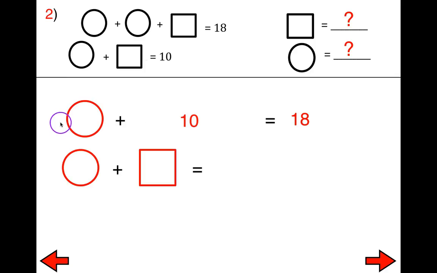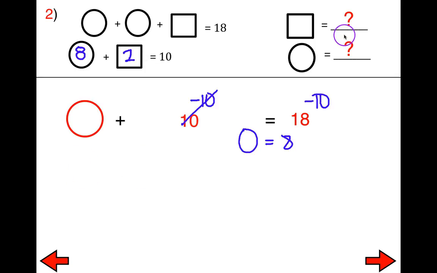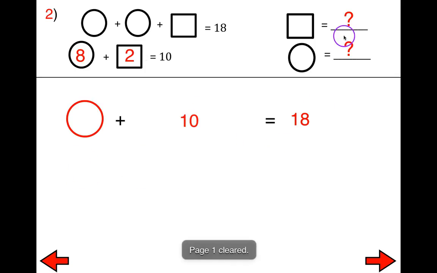Now I have a new equation. I have 1 circle plus 10 equals 18. So if I want to solve algebraically, if I subtract 10 from both sides, I'm left with 1 circle equals 8. Okay, so I know that a circle equals 8. So if this circle equals 8, then what does this square need to be? Well, it's going to have to be 2. So I'm going to claim that my circle is 8 and my square is 2.